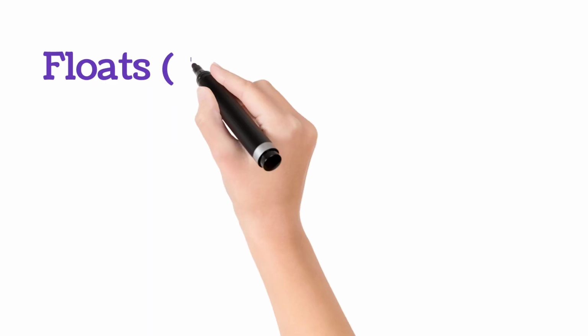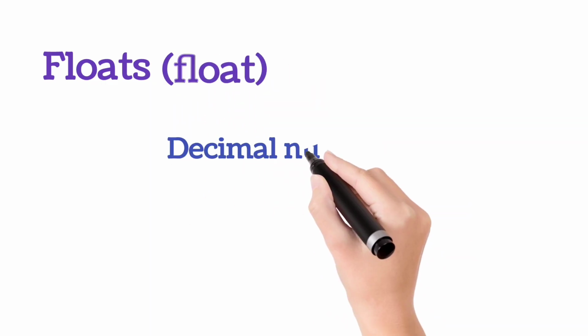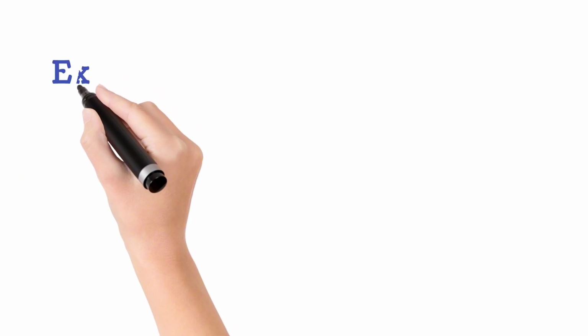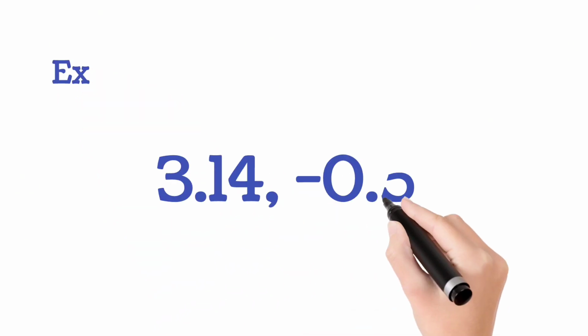Now, another data type we can talk about is floats. So floats here are decimal numbers. Example, 3.40, minus 0.5, and many more.